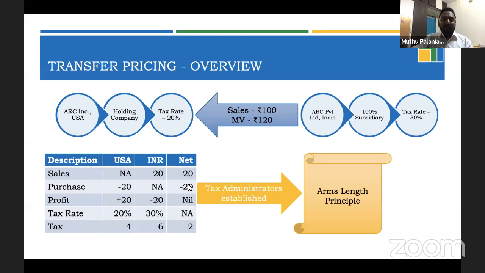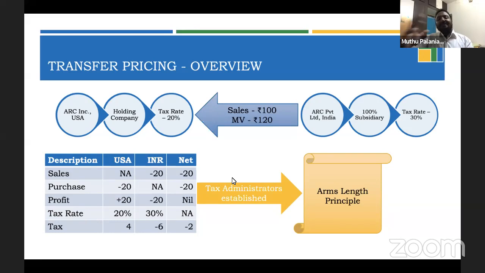There is a tax saving of 2, which is typically by giving a reduced sale price. There is no other thing. It is just a reduced sale price that is resulting in this. This concept is called transfer pricing. How do you control this? How do you monitor this? So this administration policy or the process is called transfer pricing provisions in the Income Tax Act.